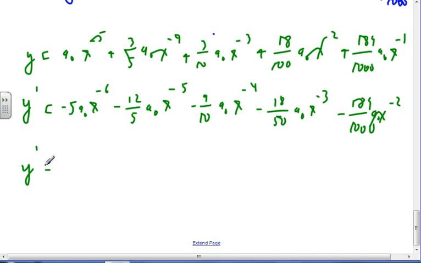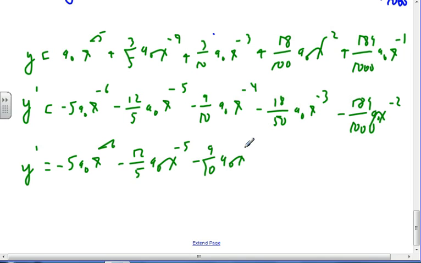Y prime equals minus 5 a0 x to the minus 6, 12 over 5 a0 x to the minus 5, 9 over 10 a0 x to the minus 4, 18 over 50 a0 x to the minus 3, 189 over 1,000 a0 x to the minus 2.